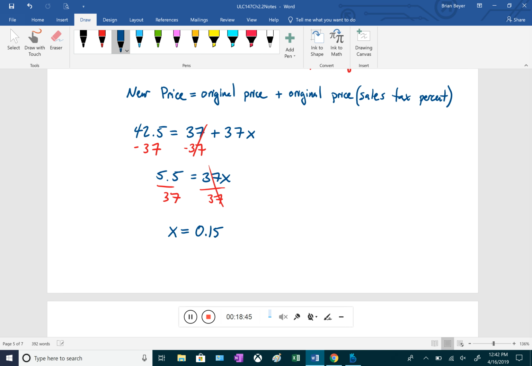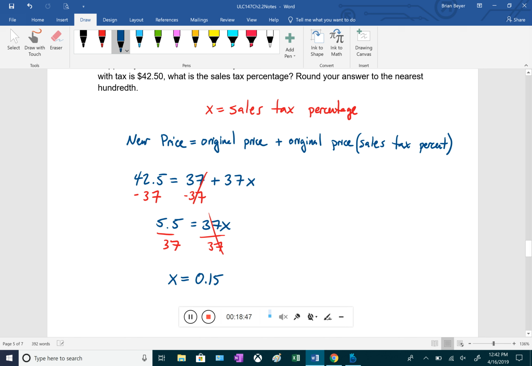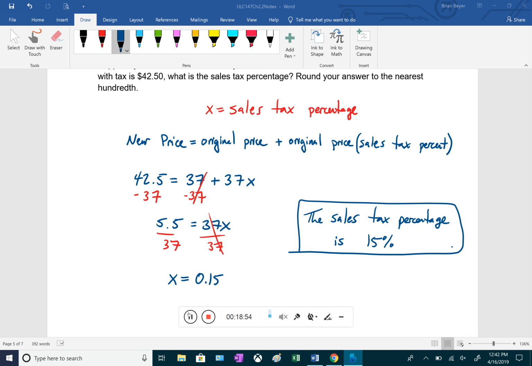Okay, so let's write the answer as a percent. So that means the sales tax percentage is about 15%. Okay, so to write that 0.15 as a percent, we just have to move the decimal 2 to the right.